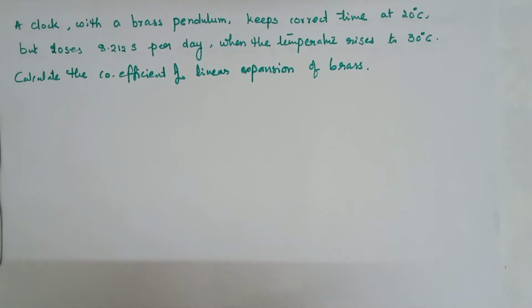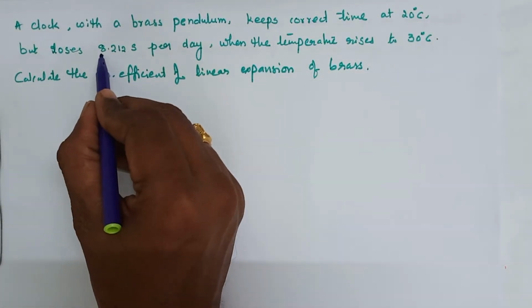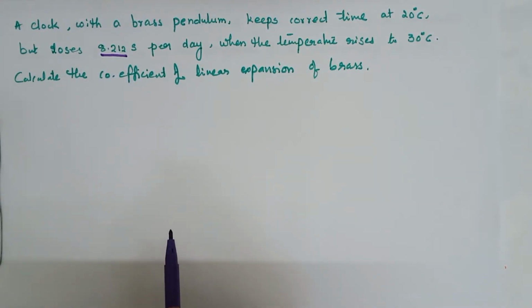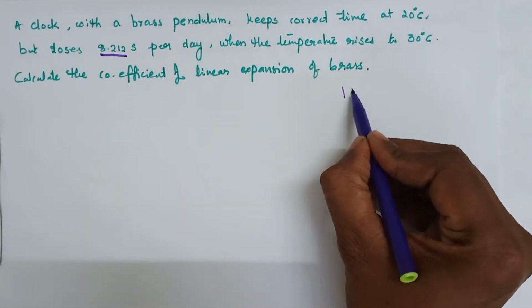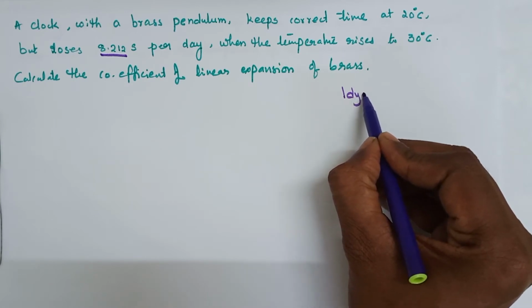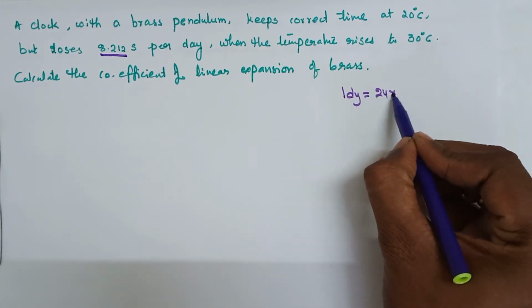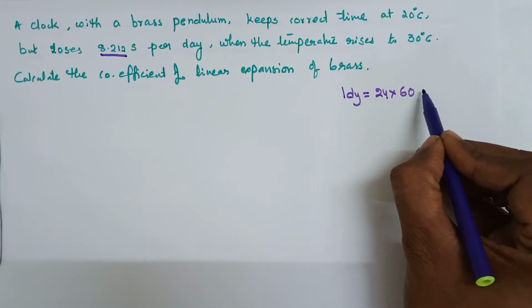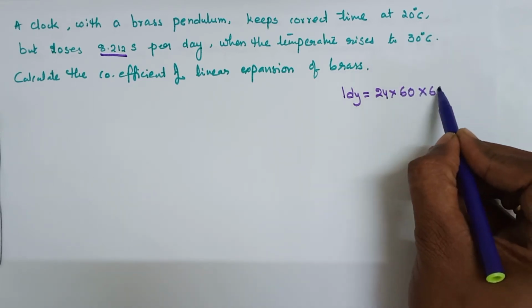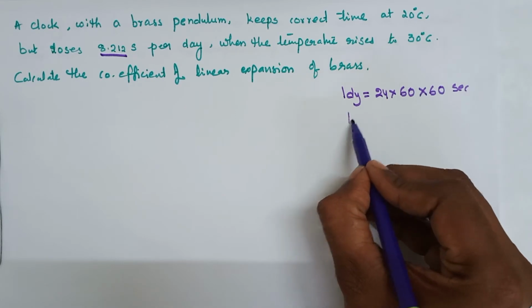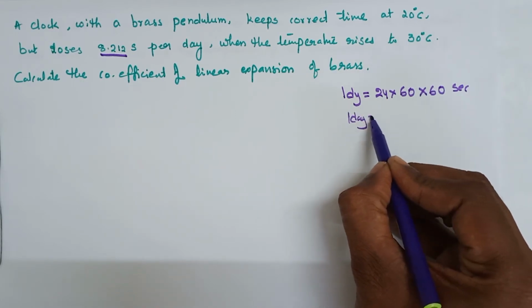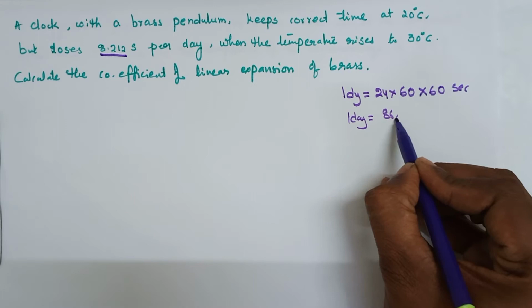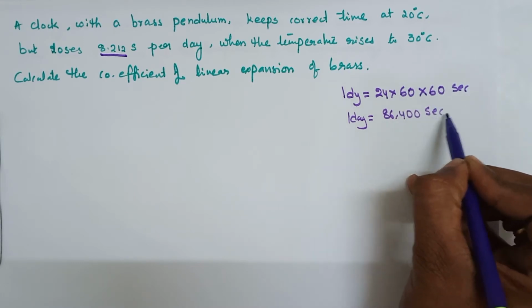Other problem: a clock with a brass pendulum keeps correct time at 20 degrees centigrade, but loses 8.212 seconds per day. You can write 1 day is equal to 24 hours, 1 hour is equal to 60 minutes, 1 minute is equal to 60 seconds. So 1 day is equal to 86,400 seconds. Let us keep it as it is.